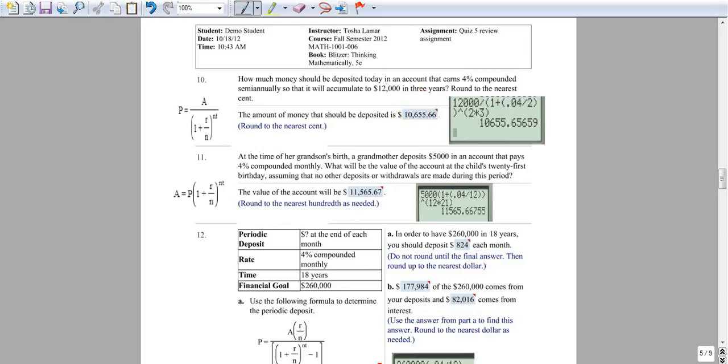Okay. Number 10, how much money should be deposited into an account that earns 4% compounded semi-annually, that means twice per year, so that it will accumulate $12,000 in 3 years. This is the formula when you're trying to figure out how much money you need to deposit or you need to invest in order to make sure that you have a certain amount later.